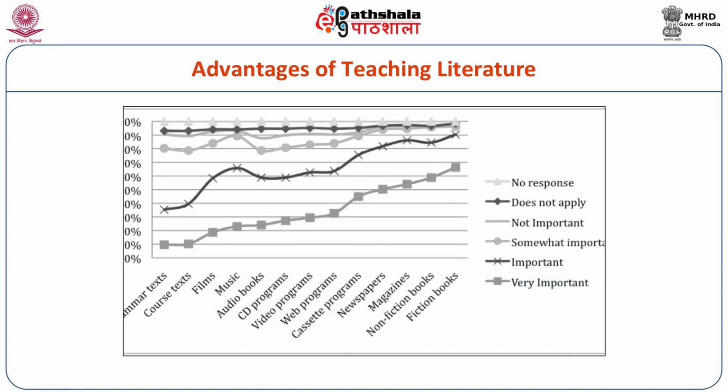Now another thing shows the percentage of how the grammar text, course text, films, music, audio, CD programs, video programs, web programs, cassettes, newspaper, magazine, fiction, non-fiction, all carry different kinds of literature. Now how do they affect? It is clear that some give no response, some do not apply, some are not important, some are somewhat important, some are important, and some are very important.